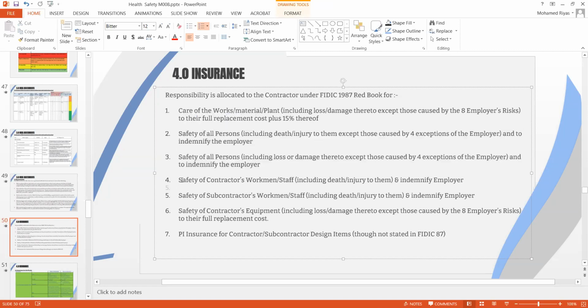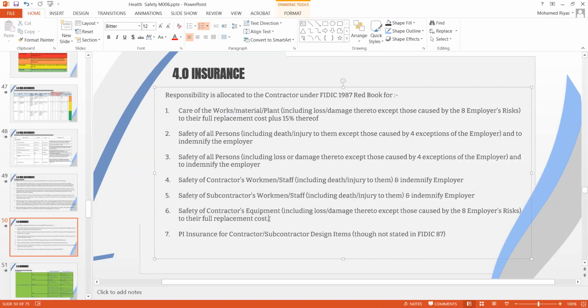And the fourth category is safety of contractor's workmen and staff. This is his own staff, and he's supposed to have a workmen's compensation policy for that. And the fifth one, safety of subcontractor's workmen and staff. The subcontractor is supposed to have his own workmen's insurance policy for his own staff.